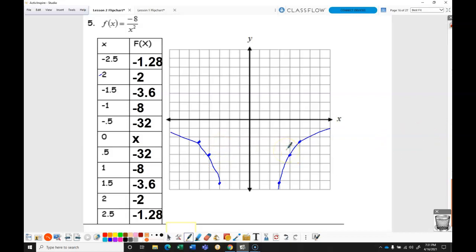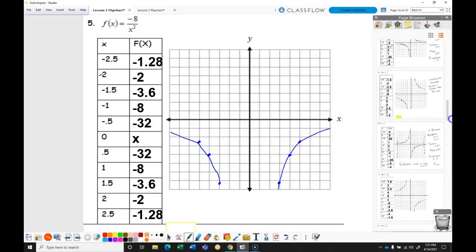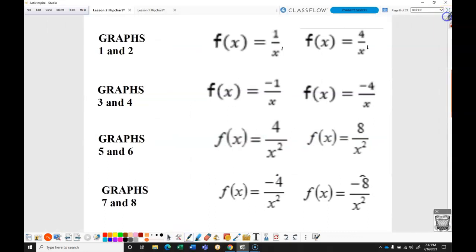Okay, so what we need to focus on when we were looking at all of those graphs together, when we saw all of the equations at one time like this, is the idea that these were positive over an exponent of 1. These were negative over an exponent of 1. These were positive over an exponent of 2 and negative over an exponent of 2.